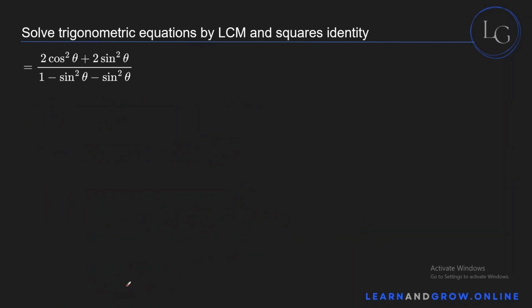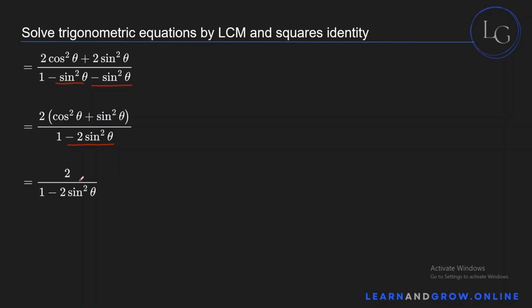And now you basically get this again, and you can take the 2 common in the numerator to get 2 into cos square theta plus sine square theta, and this minus sine square theta minus sine square theta becomes minus 2 sine square theta. Now cos square theta plus sine square theta is equal to 1. So now 2 into 1 is basically just 2, and this expression just becomes 1, and 1 minus 2 sine square theta remains as it is, and that is basically just the right hand side in the equation given to us originally.